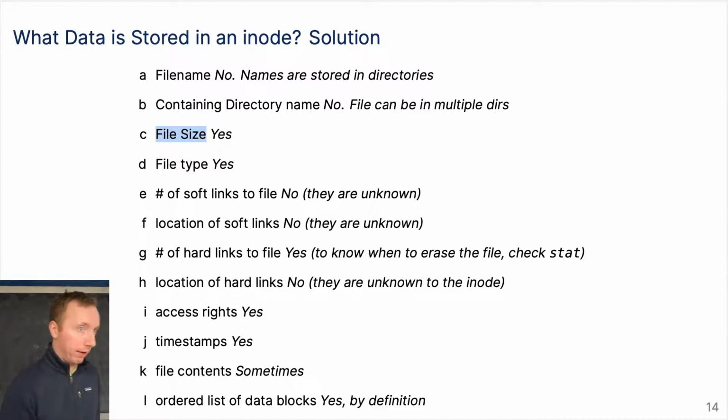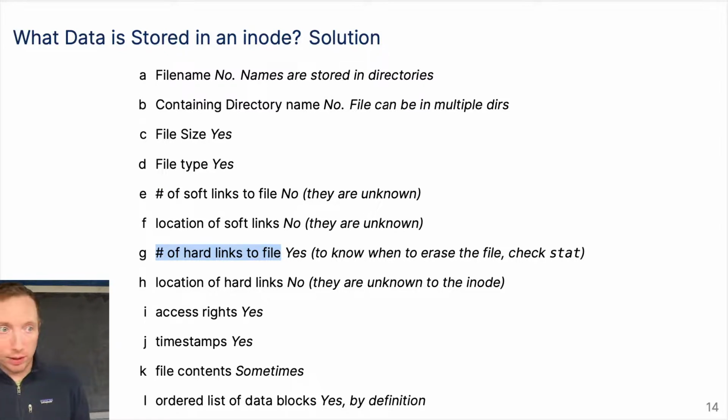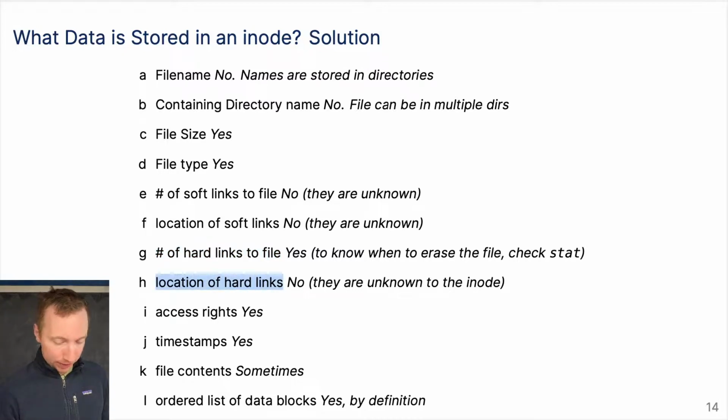They do contain the file size, so it's whatever it represents. They contain the file type, so regular file, symbolic link, or directory are the main ones you'll probably encounter. An inode doesn't even know how many soft links are pointing to it, doesn't know where the location is. It, however, does know the number of hard links to it, so that's one of the things stored on it, so the kernel knows if it can actually delete what it points to. The location of hard links it doesn't know. Other things it stores are the access timestamps and file contents sometimes, so that's that gotcha thing.